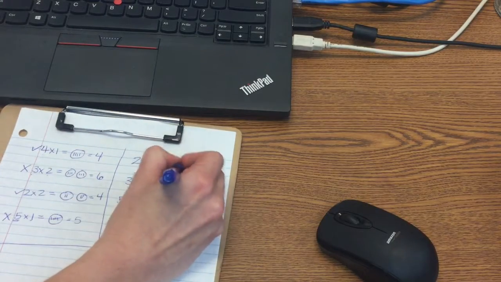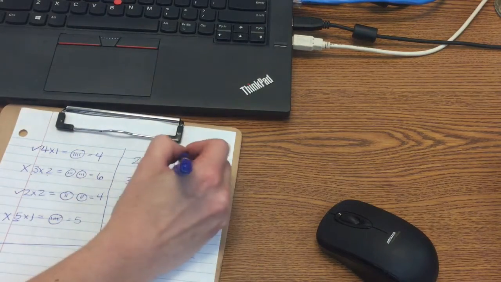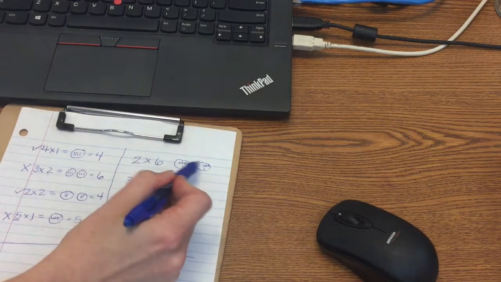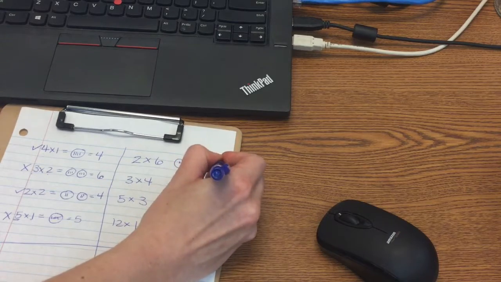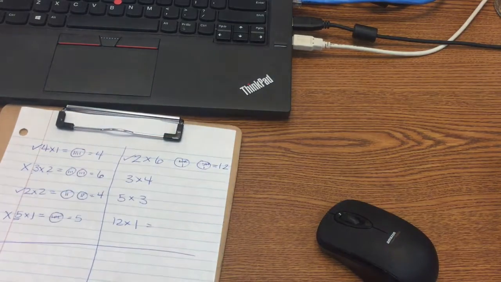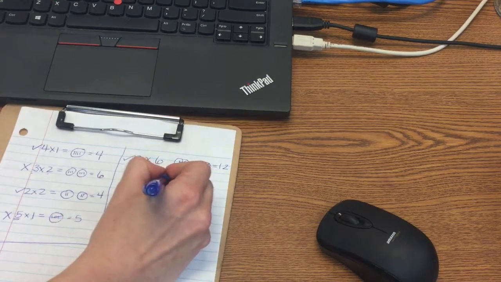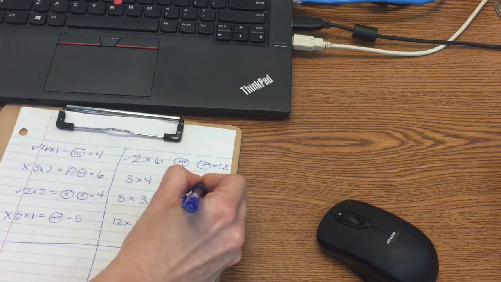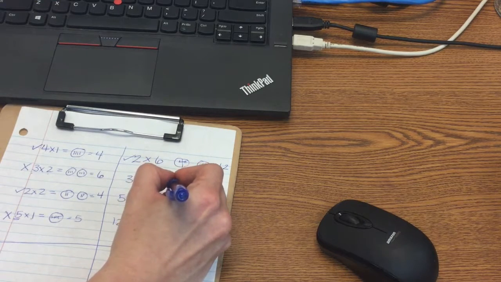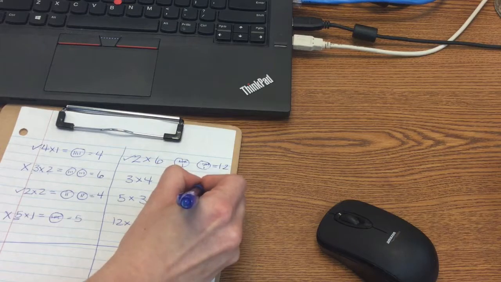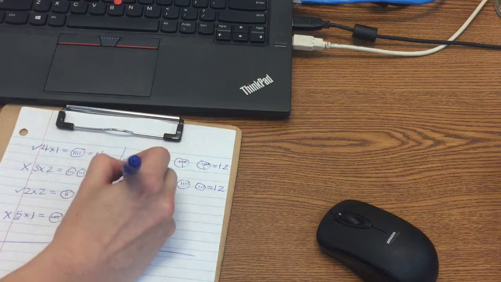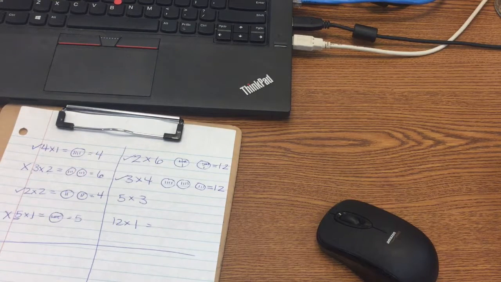So 2 times 6, I'm going to do 2 groups, and I'm going to put 6 tallies in each one. I'm going to count them up, 5, 10, 11, 12. That had a product of 12. That's what I'm looking for. The next one is 3 times 4, so I'm going to draw 3 groups. Put 4 objects or 4 tallies in each group. Count them up. 1, 2, 3, 4, 5, 6, 7, 8, 9, 10, 11, 12. That's also a correct answer, so I'm going to check that. Remember, I'm not going to stop there because I'm looking for all the correct answers.